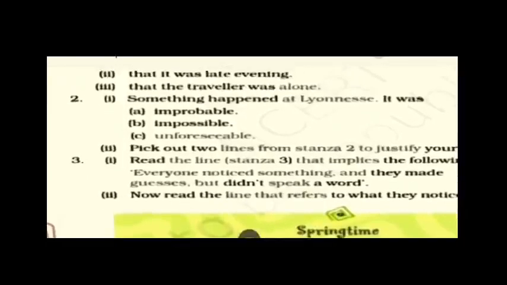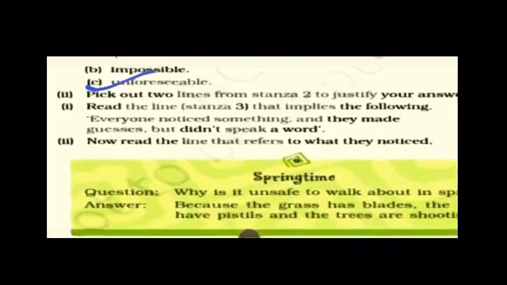What is it about? Something happened at Lyonesse. It was improbable, impossible, unforeseeable. Let's say it was unforeseeable, isn't it? Many people could not see, could not understand what had happened. There was this wonderful glow. The poet was a changed man now. He looked more balanced. There was this glow in his eyes. His eyes were sparkling. Right.